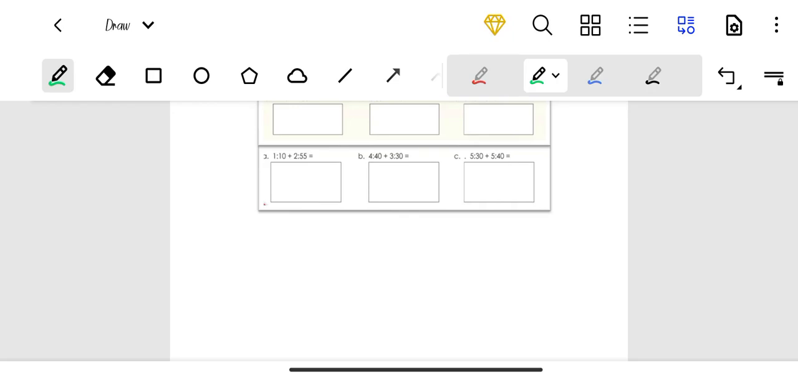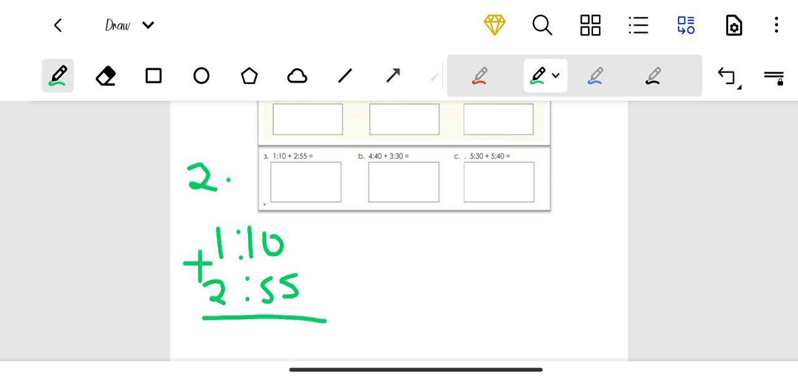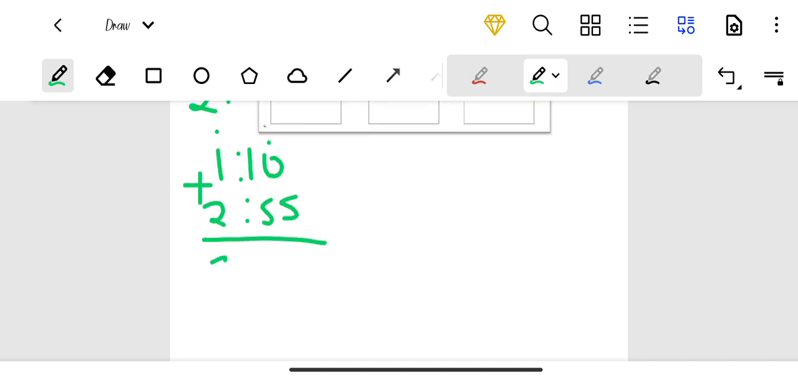In today's lesson, I want us to carry on with the second example of addition of time. What you have to note with this second one is that we have 1:10 and 2:55. We are adding. First, we add the hours, then we add the minutes. So 1 plus 2 is going to be 3, then 10 plus 55 is going to be 65.